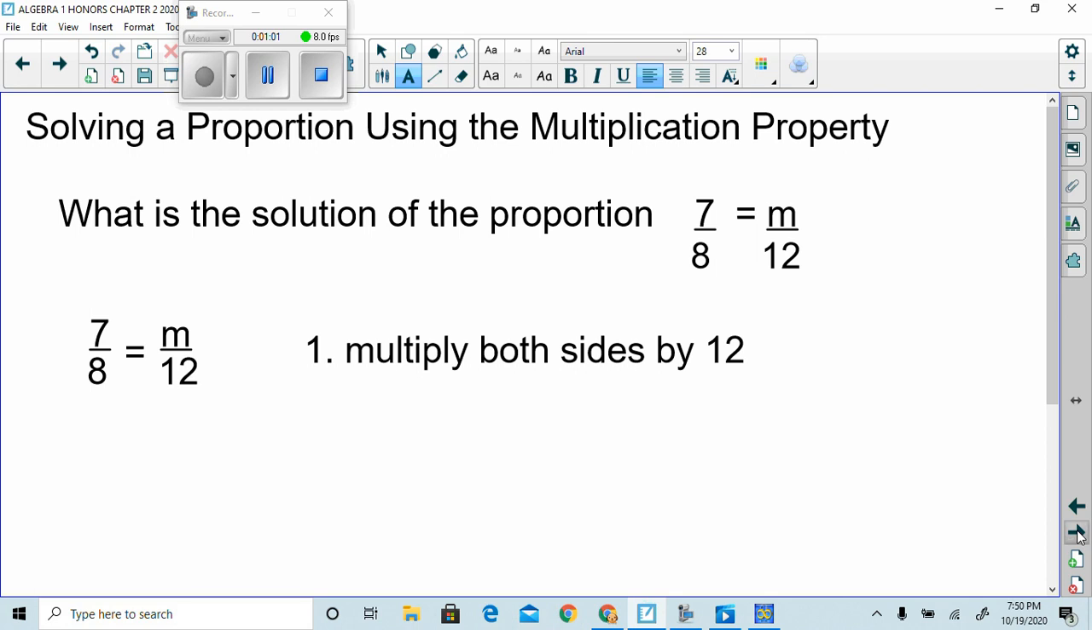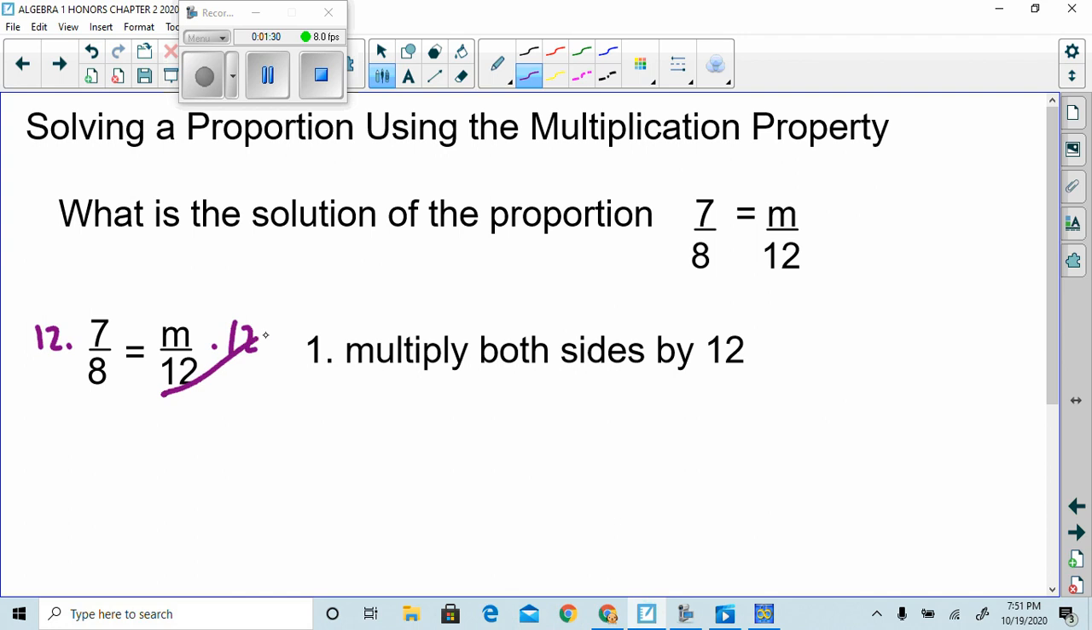So let's first look at solving a proportion using the multiplication property of equality. What is the solution of the proportion 7 to 8 is equal to m to 12? Using the multiplication property of equality, we're going to multiply both sides by 12. That's going to eliminate the 12 on this side, which gives me m, which my goal was to solve for, and then I'm left with 12 times 7/8.